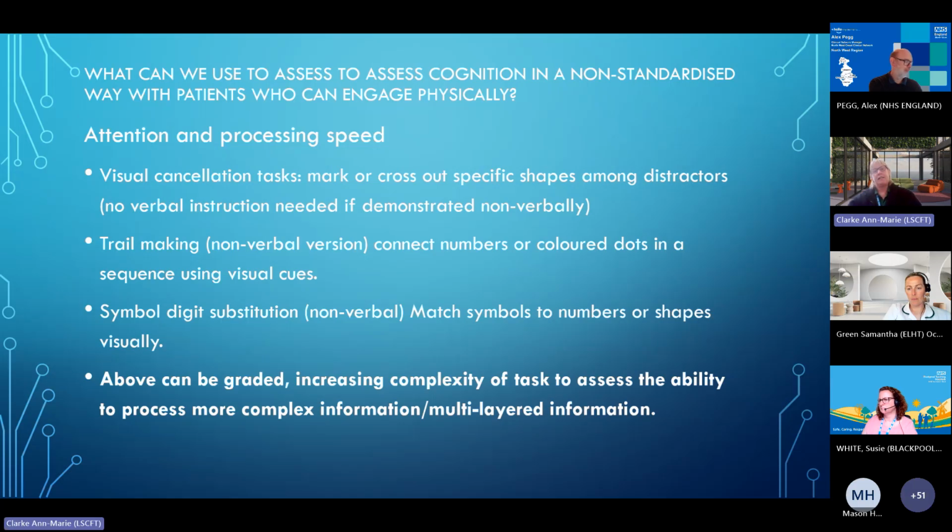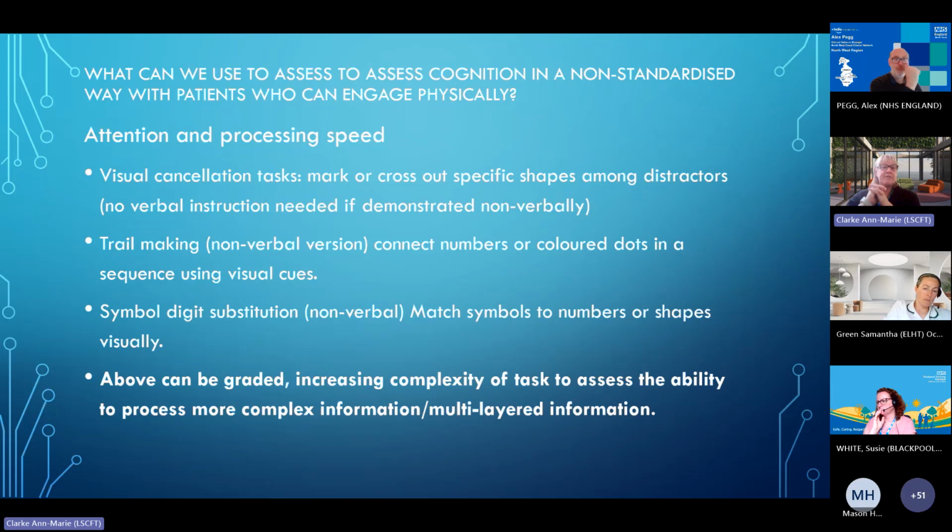So what can we use to assess cognition in a non-standardised way with patients who can engage physically? These are people who have some degree of physical ability when you're asking them to do something. They're not your patients who are not responding and aren't taking on board any tasks that you're asking them to do. So like I was saying before, visual cancellation tasks: can they just put a cross through something on a piece of paper? Can they pick out specific shapes among distractors?